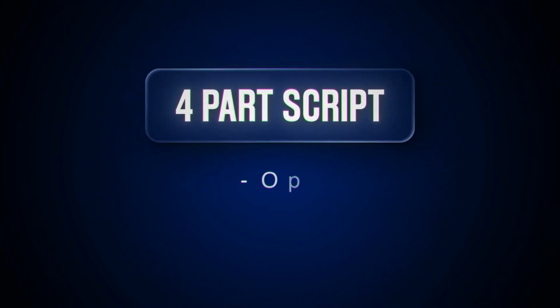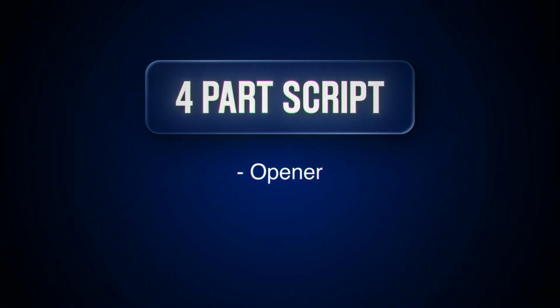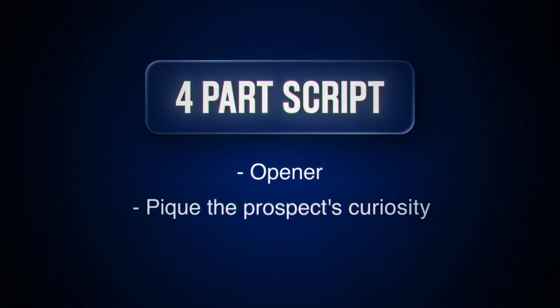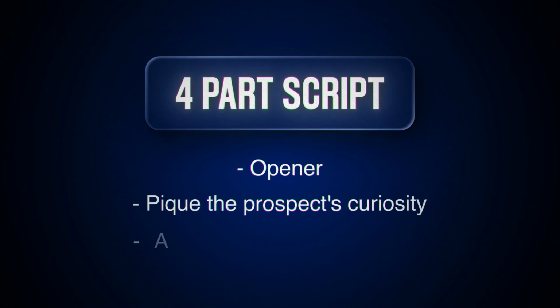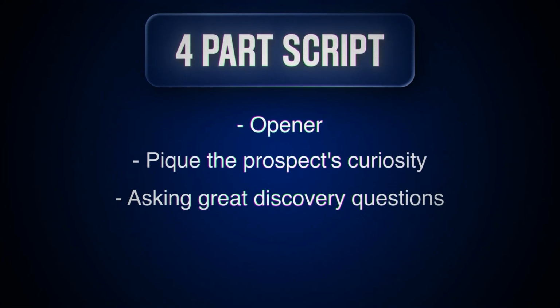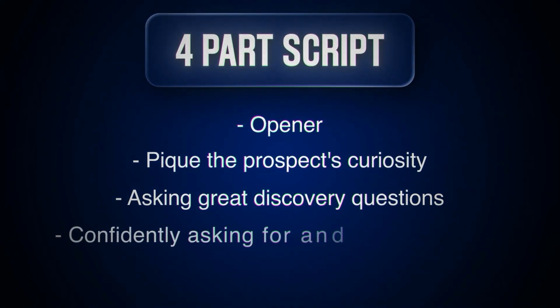The 4 parts include the opener, which earns the opportunity to get a minute of the prospect's undivided attention to share why you're calling. After the opener, the second part of the script is where we pique the prospect's curiosity. We position ourselves as a trusted advisor, framing relevant problems that their peers in the industry are facing. The third part of the script is asking great discovery questions, which ultimately help us understand their current situation, their pain points, and their goals, and provide us with the hook that we'll use to ultimately execute step number 4, which is confidently asking for and setting the meeting.